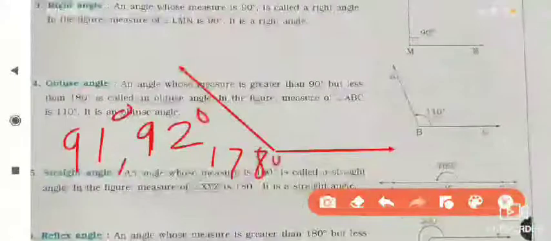So if I take the measure of the angle as 125, which angle is it? It is an obtuse angle. If I take a measure of 92, more than 90, or 91, 92, up to 179, 178, 179, the measures of these angles are included in the obtuse angle.